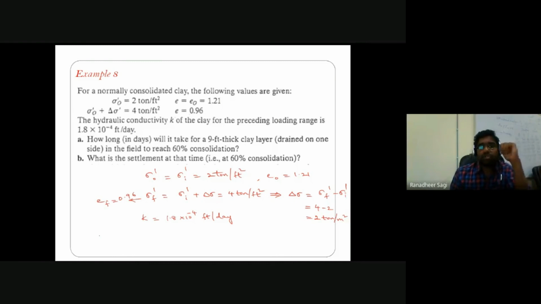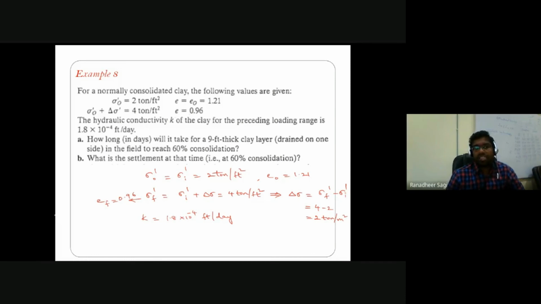Once the time factor is known, next what do we require? Time factor T is equal to CV into time T by HD square. HD square, do we know? It said one-way drainage in that 9 feet thick clay layer, so HD is 9 feet, and HD square is 9 square. No problem. Time is unknown. CV is also unknown, because nowhere am I given the coefficient of consolidation.